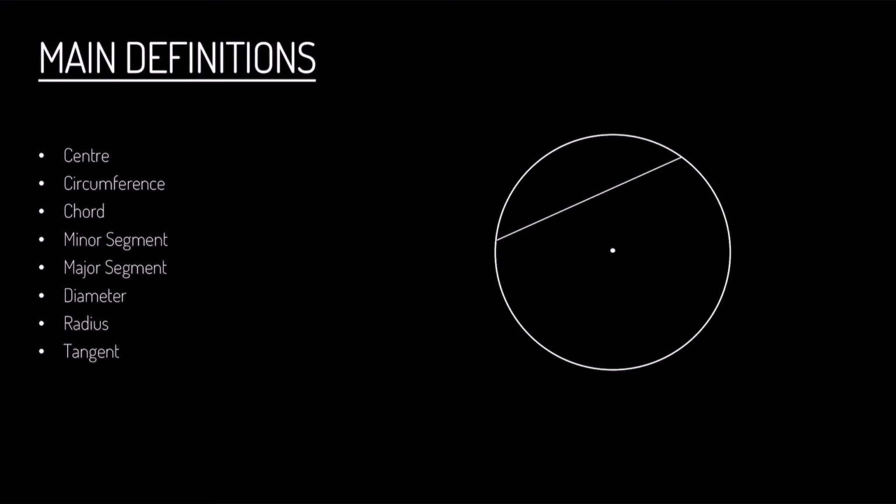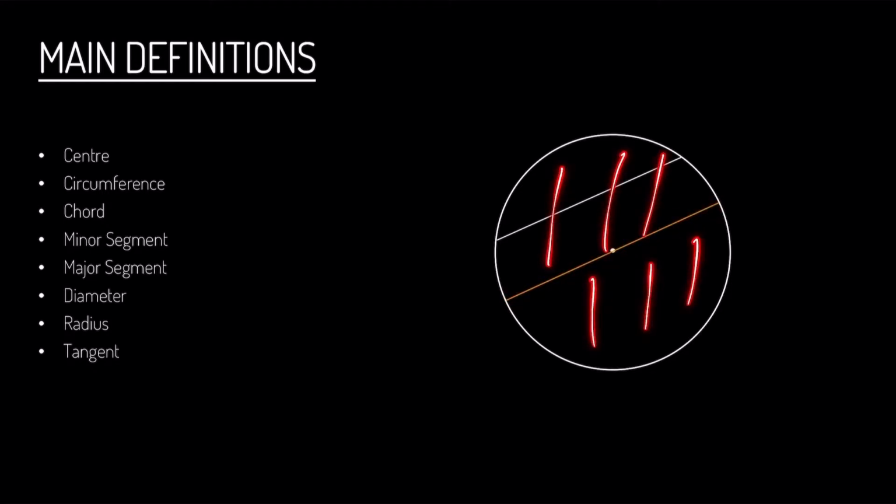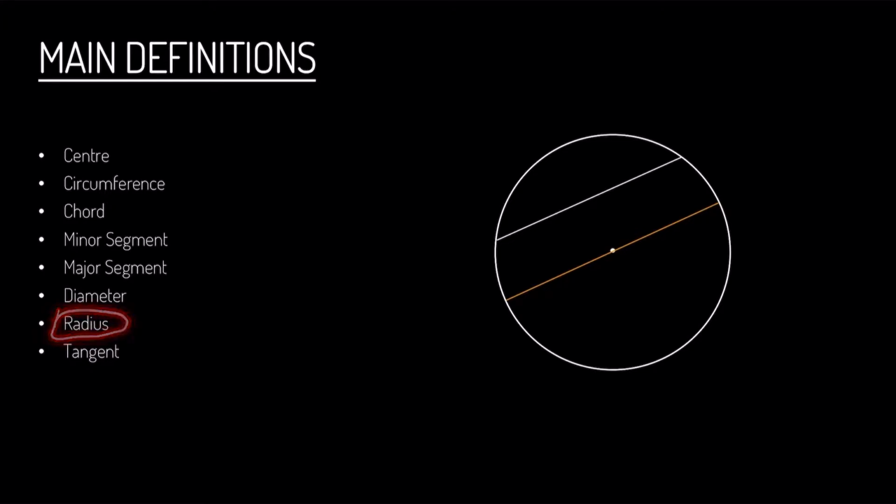Remember, a chord touches 2 points on the circumference of the circle, so any straight line like this, but a diameter has to pass through the center of the circle, so something like this. And the reason why a diameter is special is because it splits a circle into two semicircles. And now, a very important part of the circle is a radius.